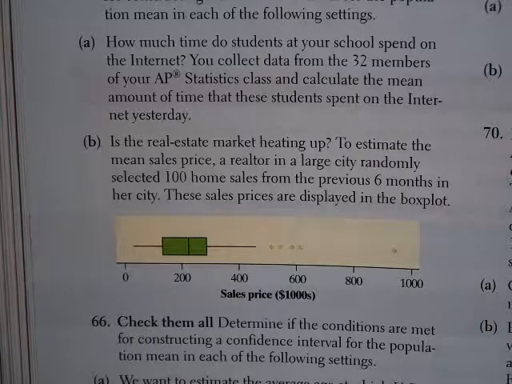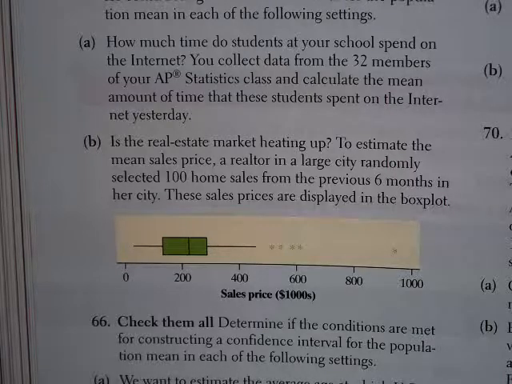Looking at B. Is the real estate market heating up? To estimate the mean sales price, a realtor in a large city randomly selected 100 home sales from the previous 6 months in her city. These sales prices are displayed in the box plot. Is it a random sample? Okay, so SRS is met. How about the 10% rule?